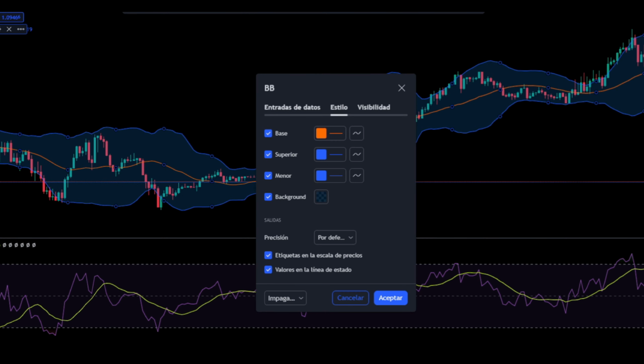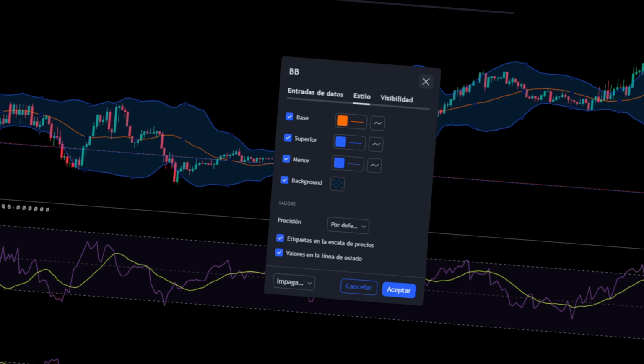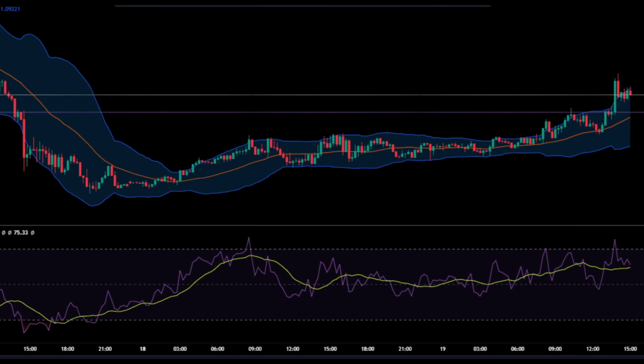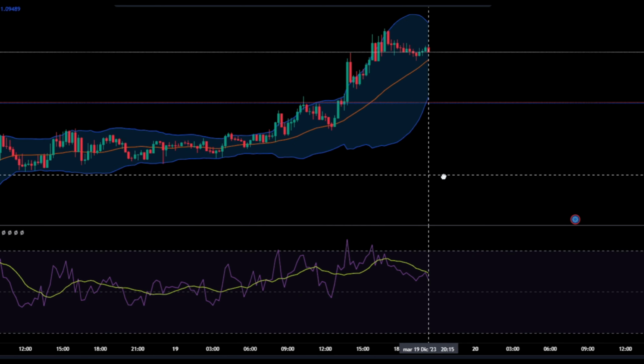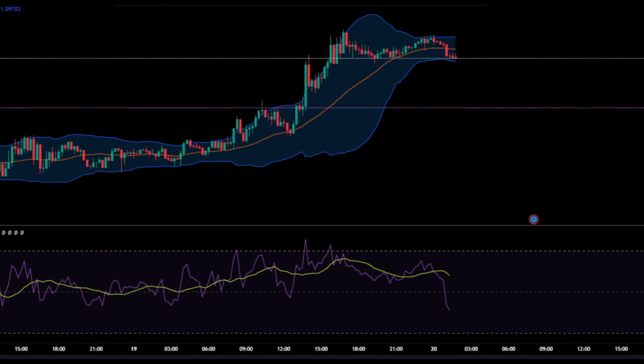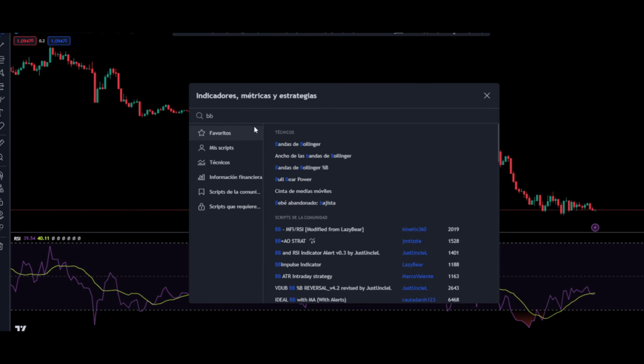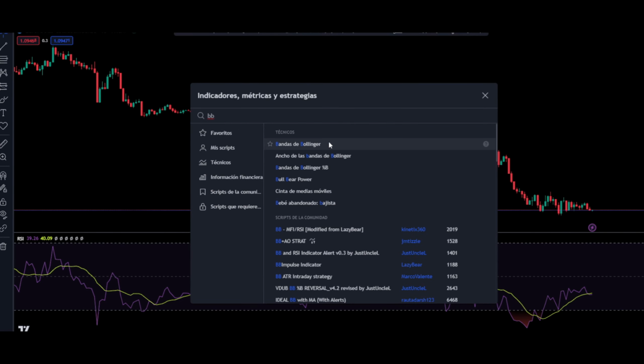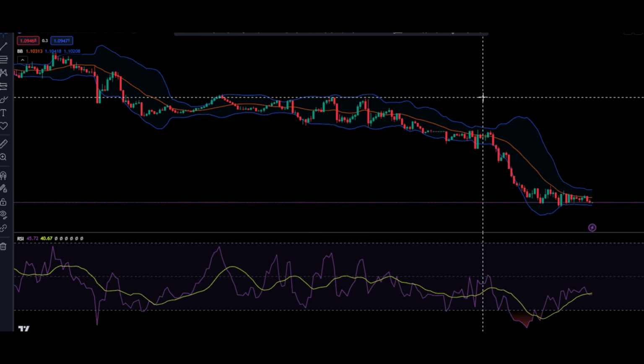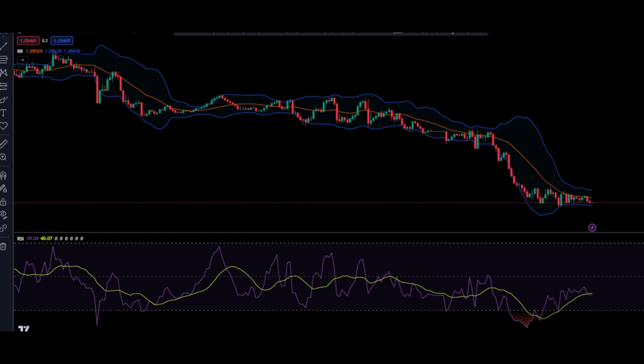The first step for this strategy is setting up the Bollinger Bands. If you've never used Bollinger Bands before, you're lucky you clicked this video, because this indicator is absolutely incredible and is a great way to find support and resistance levels. So the first thing we want to do is to go to Trading View or whatever trading chart platform you use. Click the Indicators tab and type in Bollinger Bands.